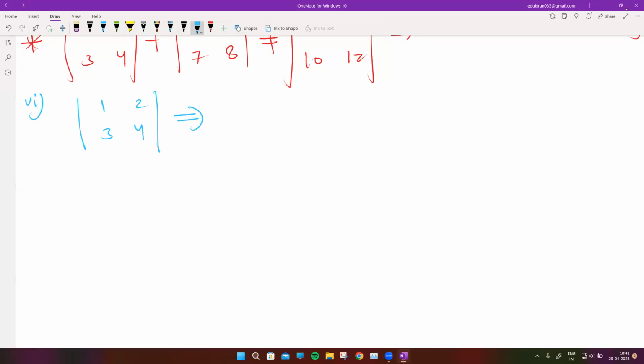So, what are elementary transformations? First of all, we can change any row or any column of a matrix by taking another multiple of another column or another row. For example, let's take any 3 by 3 matrix, or rather 3 by 3 determinant.